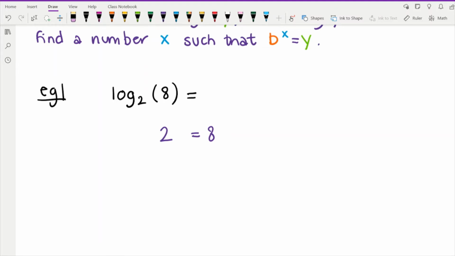Well, 3, right? 2 cubed is equal to 8. And so that means that log base 2 of 8 is equal to 3. So I'm going to write this below. This is our explanation for why log base 2 of 8 is equal to 3. Log base 2 of 8 is equal to 3 because 2 cubed is equal to 8.